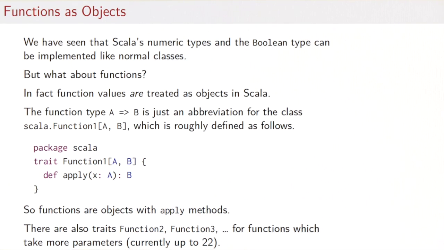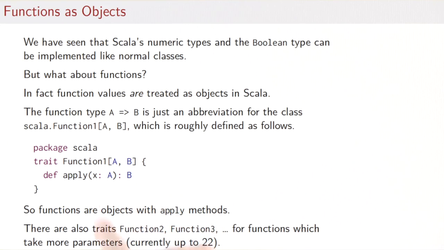The function type A arrow B is just an abbreviation for the class scala.Function1, with two type parameters, the A and the B. And that class is roughly defined as follows. It's a trait in package scala. It takes the two type parameters A and B, and it has a single method which is called apply: apply the function to an argument x of type A, yielding a result of type B. So functions are really objects with apply methods.